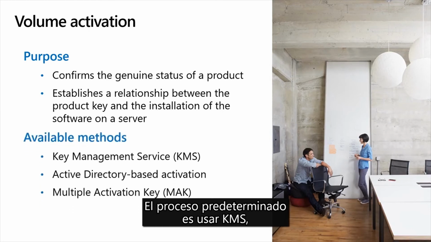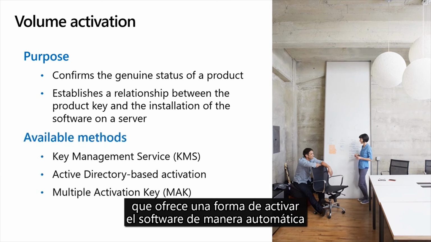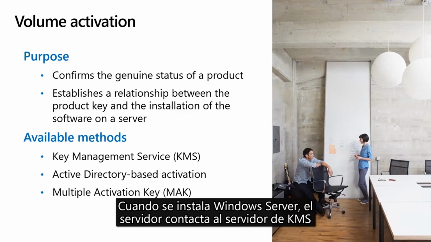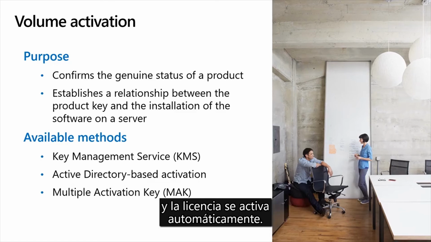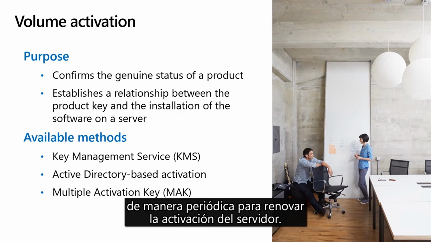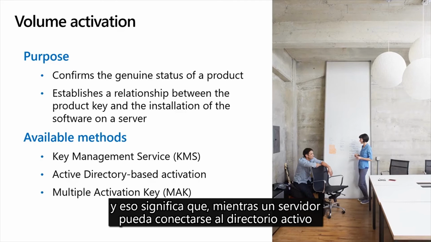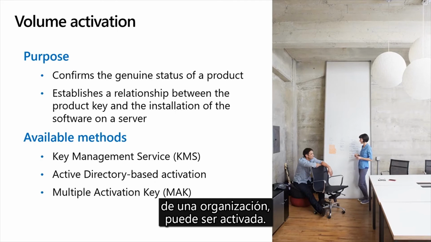The default process is using KMS, which provides a way to automatically activate the software using a KMS server on an organization's internal network. When Windows Server is installed, the server contacts the KMS server and the license is automatically activated. KMS activations are valid for 180 days, and the server periodically checks in with the KMS server to renew the server's activation. Active Directory-based activation is an evolution of KMS activation, and it means that as long as a server can connect to an organization's Active Directory, then it can be activated.